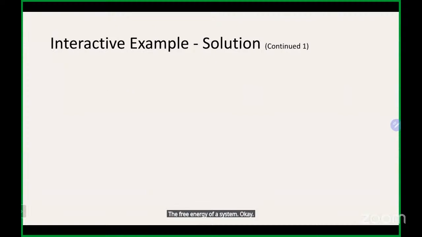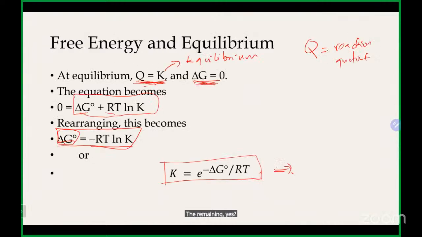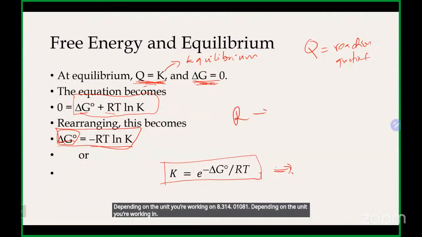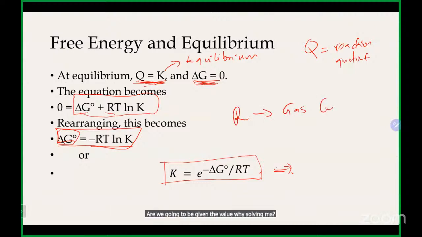Ma, the R remaining, is it the molar gas constant? Yes, please. Depending on the unit you're working with, it is 8.314 or 0.081. Ma, are we going to be given the value while solving? What do you think? It's good now.